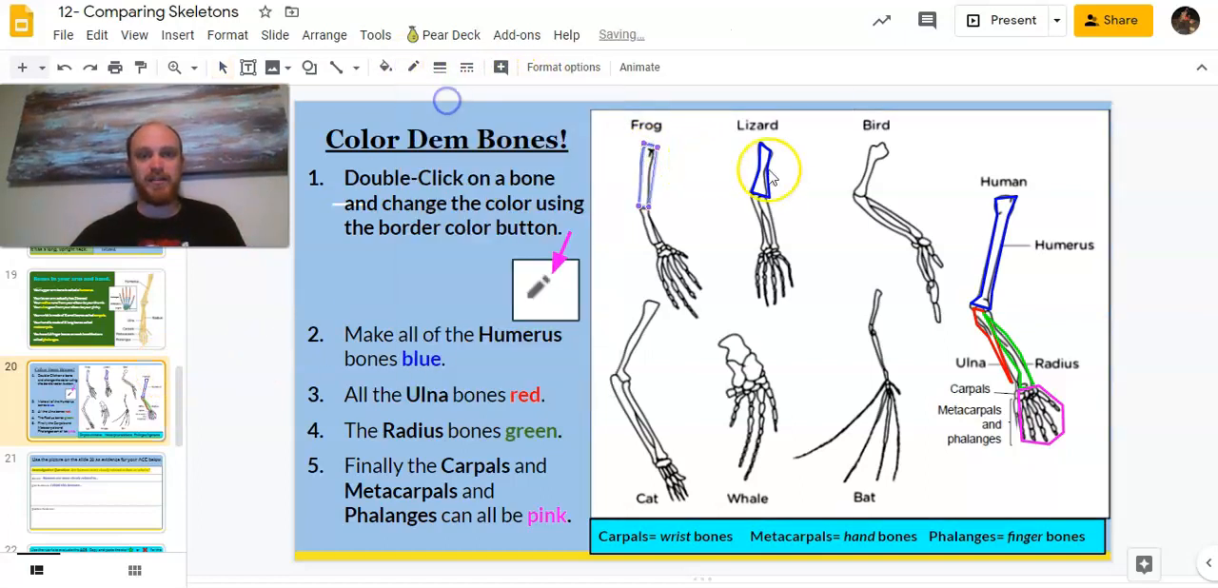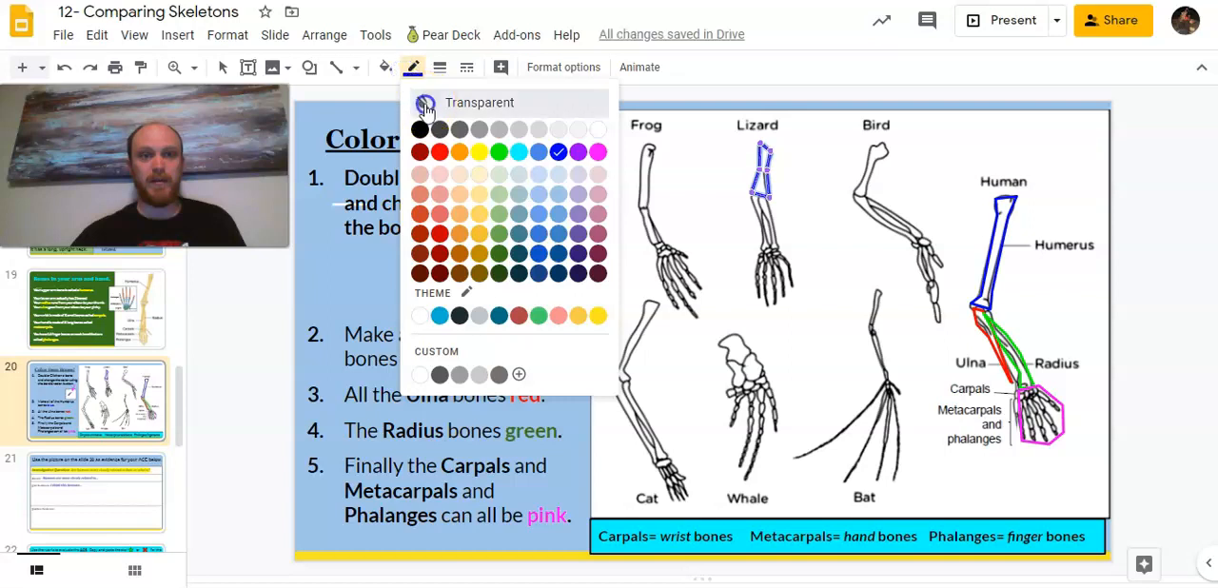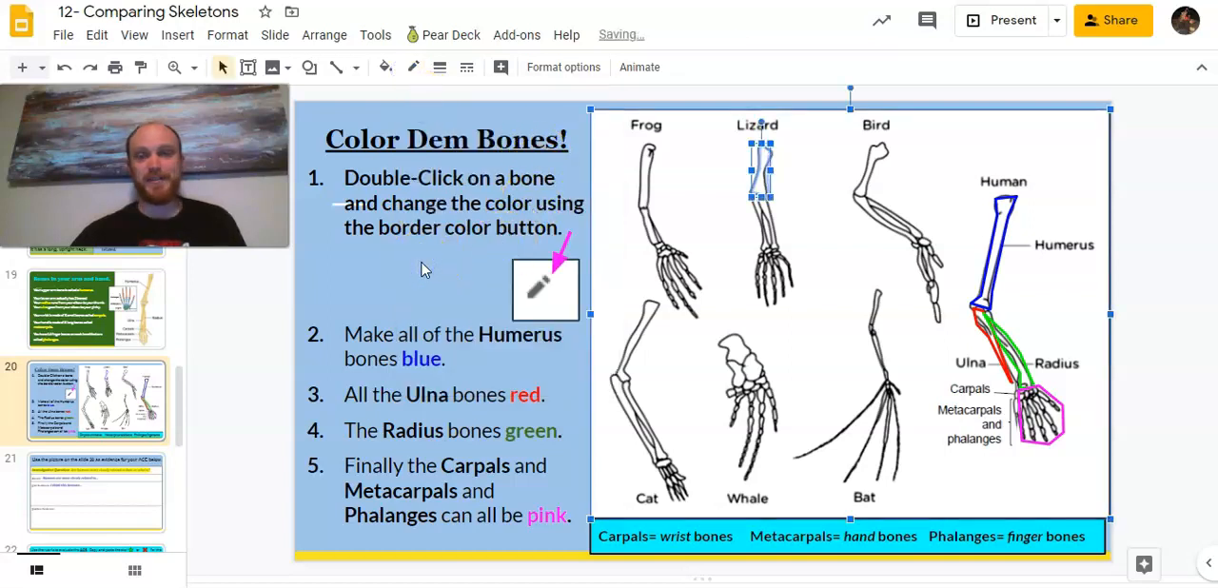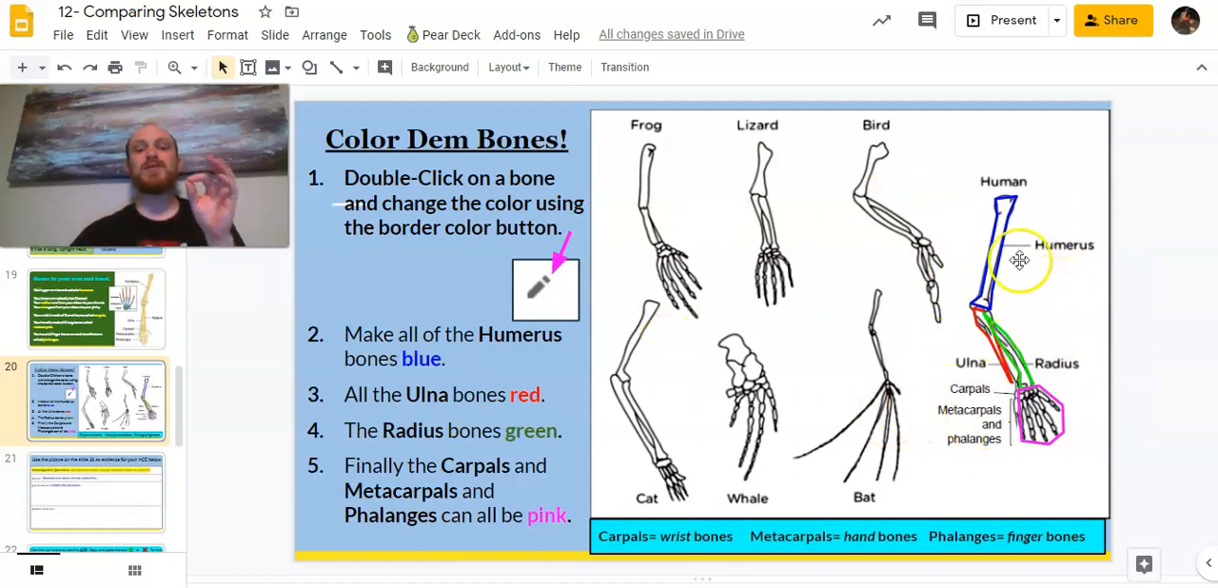So let me undo this. I just tried to record myself and I screwed it up. So here we go. We're going to color code the frog, lizard, bird, cat, whale, and bat skeletons, just like I did for the human. So all the humerus, we're going to turn blue. All the radius bones, we're going to turn green. The ulnas are red. And the carpals, metacarpals, and phalanges, we're going to outline in pink.